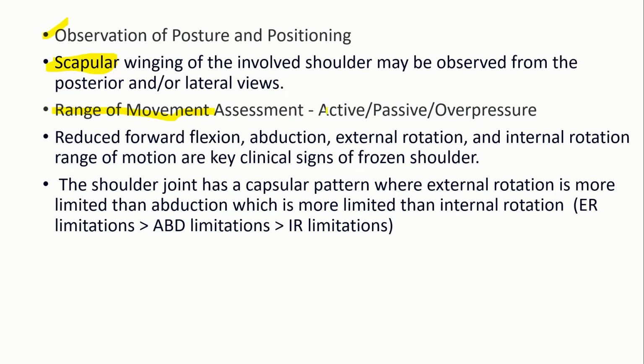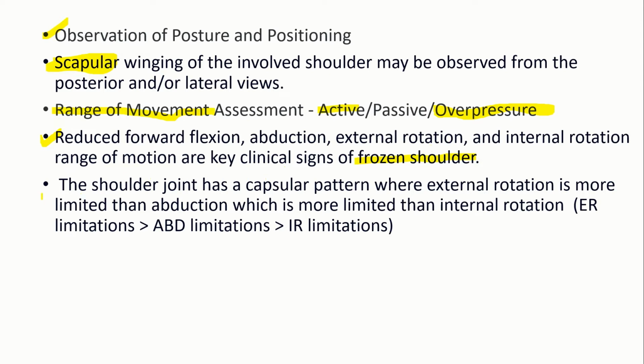Then we have to check the range of motion assessment. Range of motion we can check actively, passively, and by applying pressure, by resisting the range of motion. And then we have to see forward flexion. So the patient will present with reduced forward flexion, reduced abduction, reduced external rotation and internal rotation. Along with that, the range of motion changes are key signs of frozen shoulder. So all these things we need to check in patients of frozen shoulder.